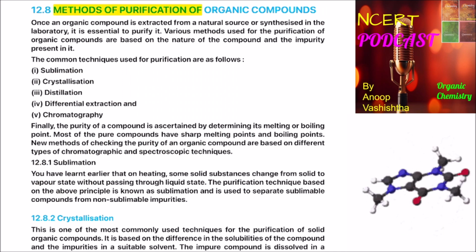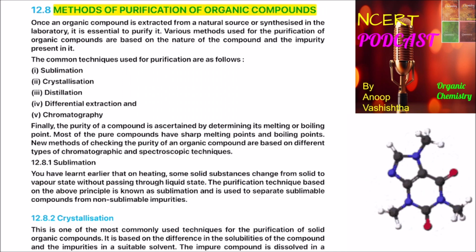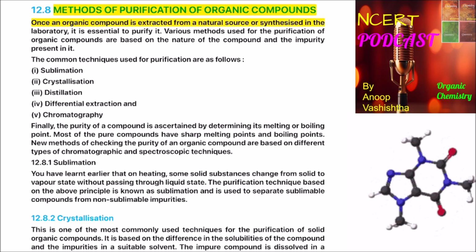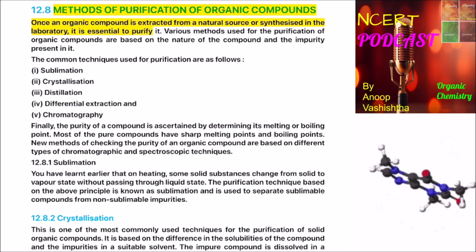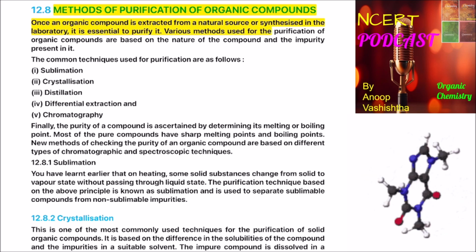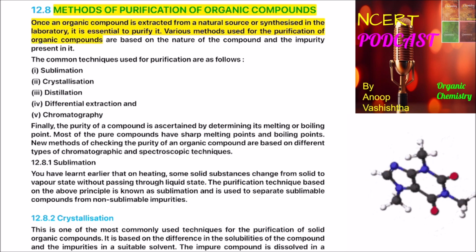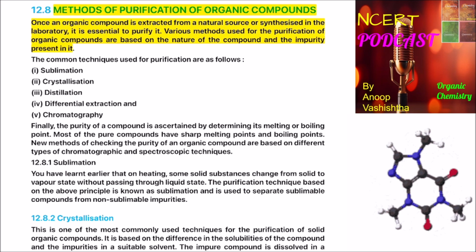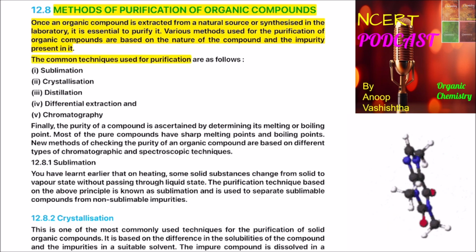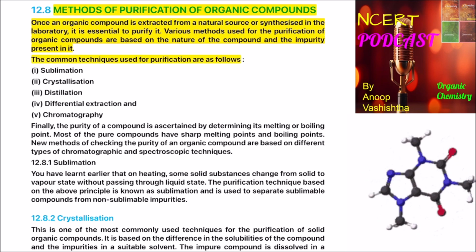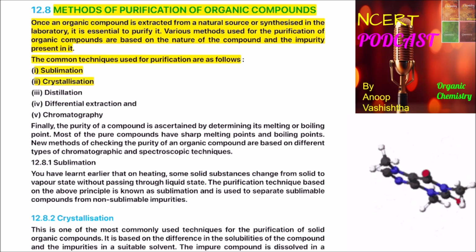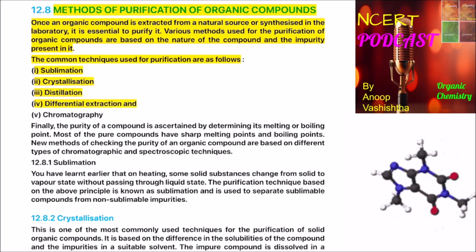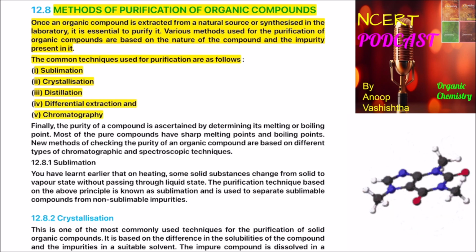Methods of purification of organic compounds. Once an organic compound is extracted from a natural source or synthesized in the laboratory, it is essential to purify it. Various methods used for the purification of organic compounds are based on the nature of the compound and the impurity present in it. The common techniques used for purification are as follows. First, sublimation. Second, crystallization. Third, distillation. Fourth, differential extraction. And fifth, chromatography.